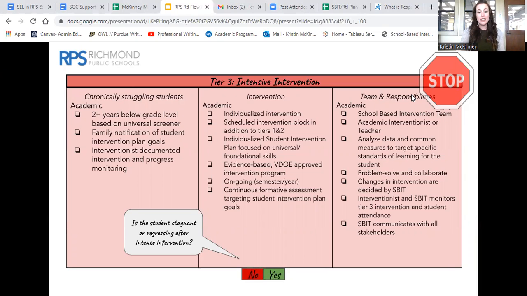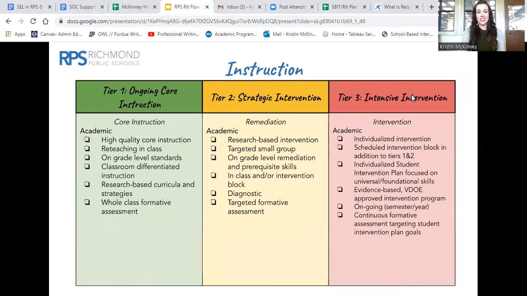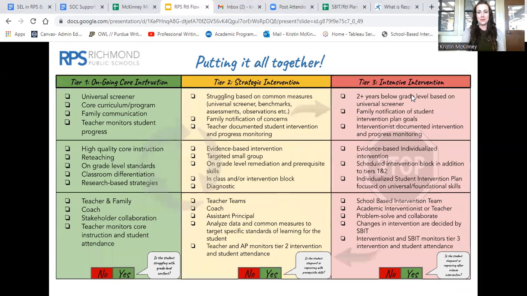If the student is still stagnant, regressing, or perhaps not making progress and growth at a rate at which we would expect, then we would stop again, talk with our SBIT, and possibly consider that student for the child find process. Here's a great graphic that kind of puts it all together for us.